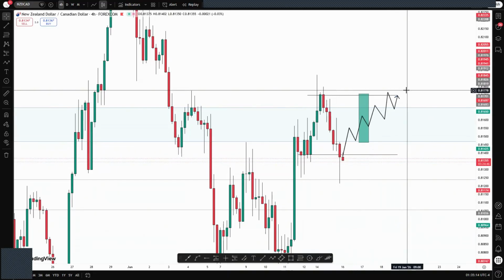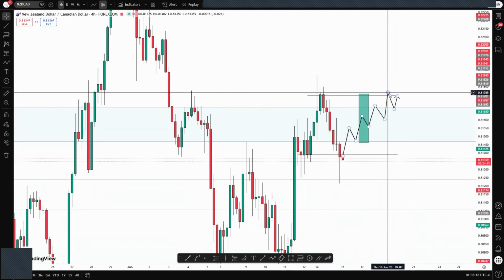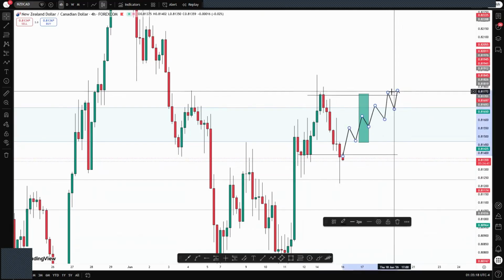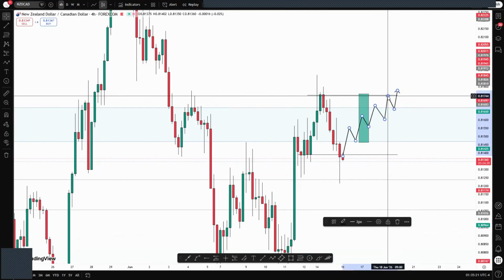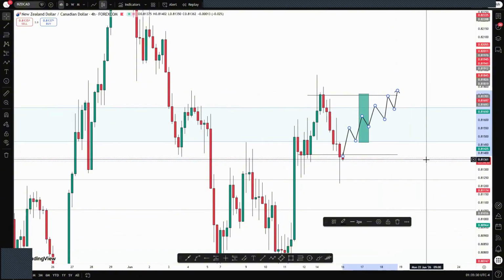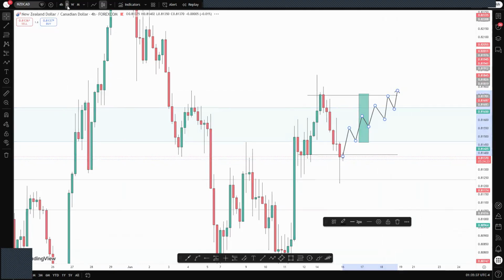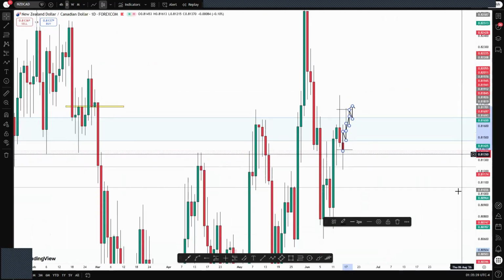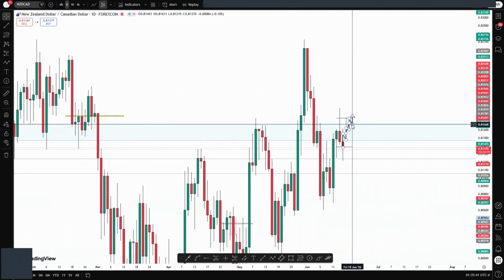Because for USD to change, this has to make NZD USD change. This has to happen. And same with NZD card, this has to happen. So this is very fun to watch though. We get to see how price is just fighting for that final push in the market.